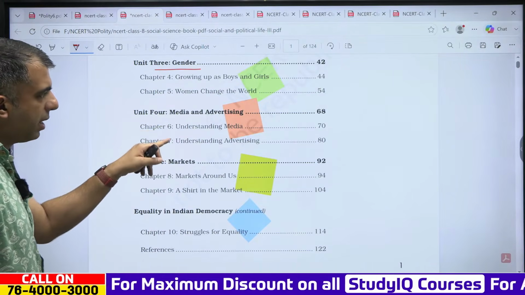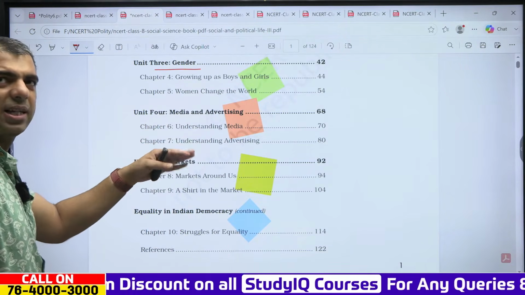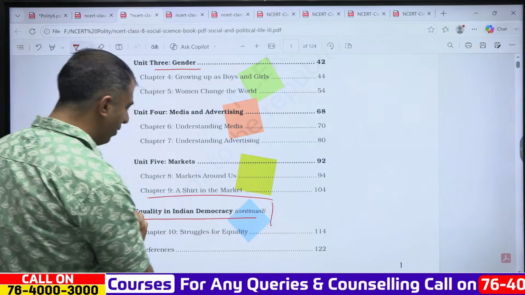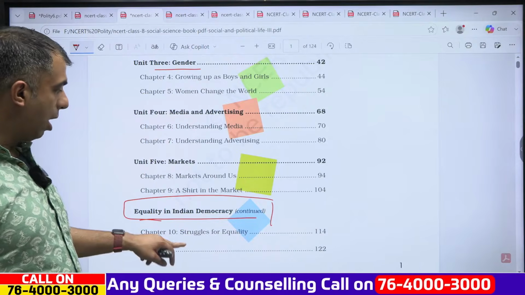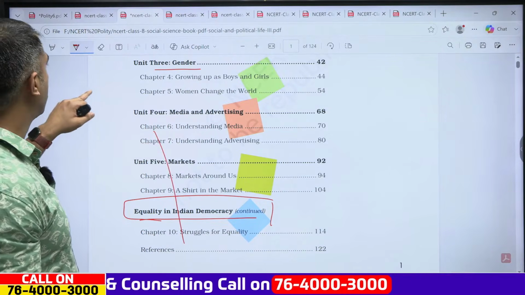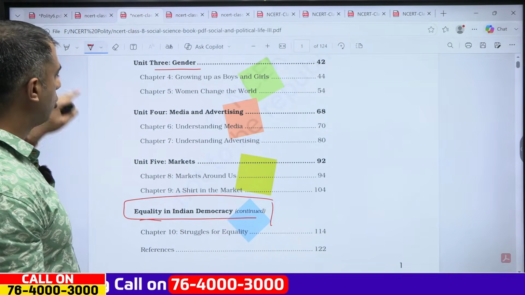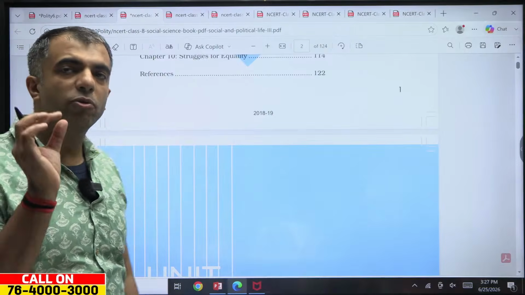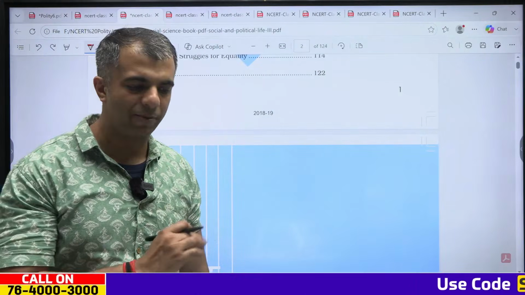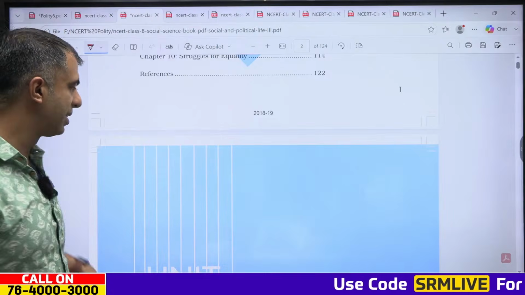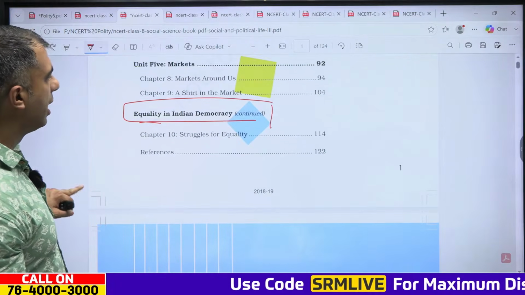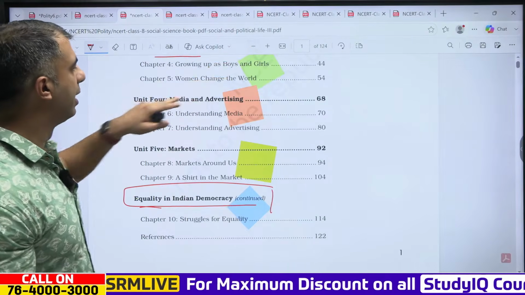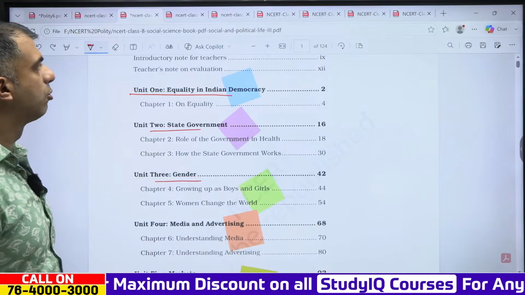Again, there are topics of economy, media, and advertising, which are part of it. You can just skip them. Next comes the topic of equality in Indian democracy. From this topic, you would see that questions have been asked previously in the exam. There have been a few philosophical conceptual statements that have been asked previously in the examination. So just these around 3-4 topics have to be read in this entire class 8th NCERT also.